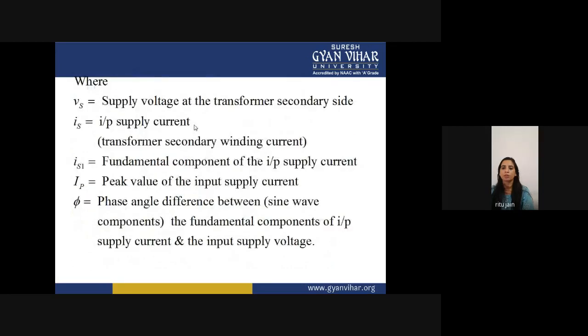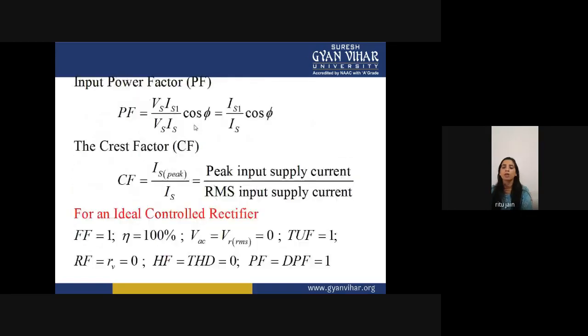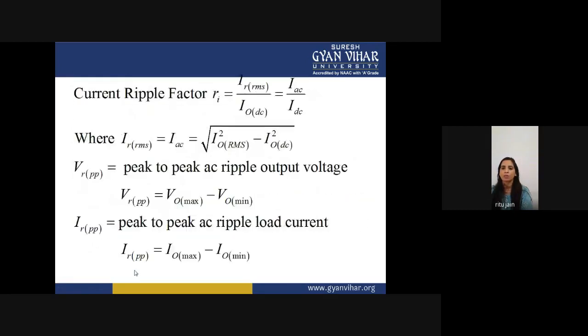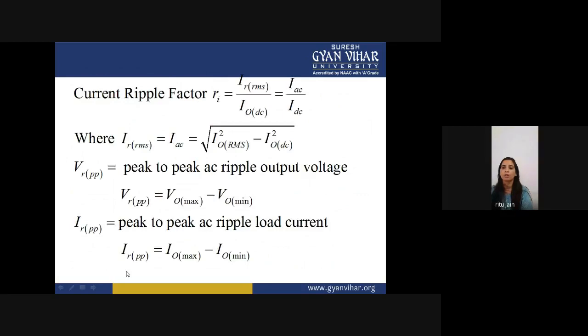The formula for the transformer utilization factor is the output DC power upon the supply. So if the transformer utilization factor is 1, it means you are converting 100% of what you give at the input side. RF, the ripple factor, must be 0, and you can see the formula of RF. The ripple factor must be 0, which means the form factor is equal to 1. So in the ideal case, the ripple factor is equal to 0.